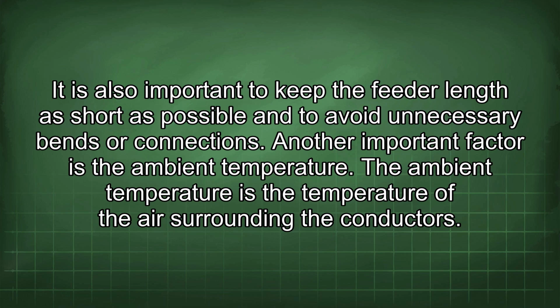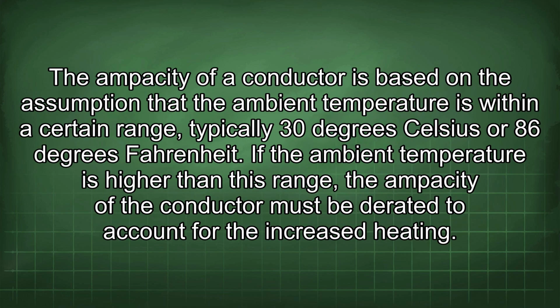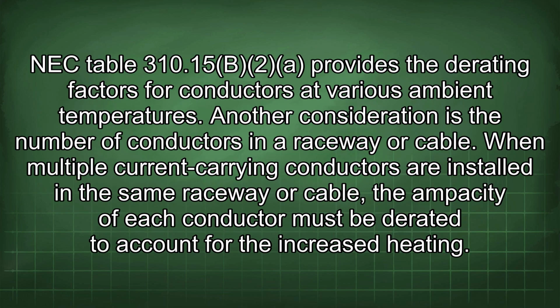Another important factor is the ambient temperature. The ambient temperature is the temperature of the air surrounding the conductors. The ampacity of a conductor is based on the assumption that the ambient temperature is within a certain range, typically 30 degrees Celsius or 86 degrees Fahrenheit. If the ambient temperature is higher than this range, the ampacity of the conductor must be derated to account for the increased heating. NEC Table 310.15(B)(2) provides the derating factors for conductors at various ambient temperatures.